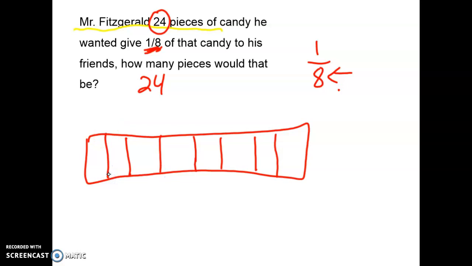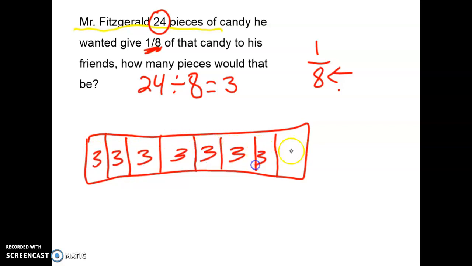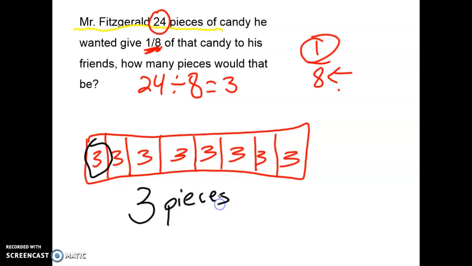And then we want to think to ourselves, okay, we have 8 pieces, 1, 2, 3, 4, 5, 6, 7, 8, and we need to split them equally up. How many of the 24 would go in 8? Well, we do 24 divided by 8, which is 3. So then in each space, we can have 3 pieces of candy. The question's asking how much is 1/8. So we would take our pencil, circle one of the eighths, and it would be 3 pieces of candy. And that's pretty simple.